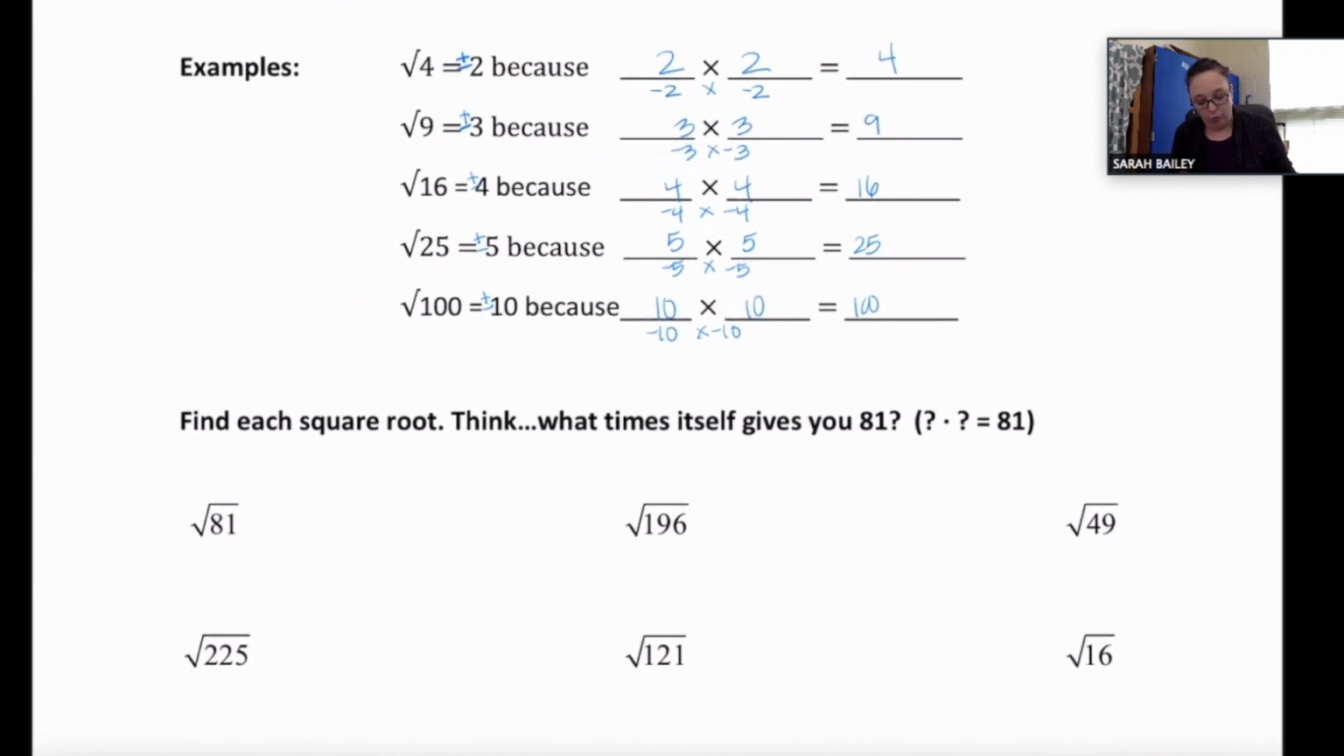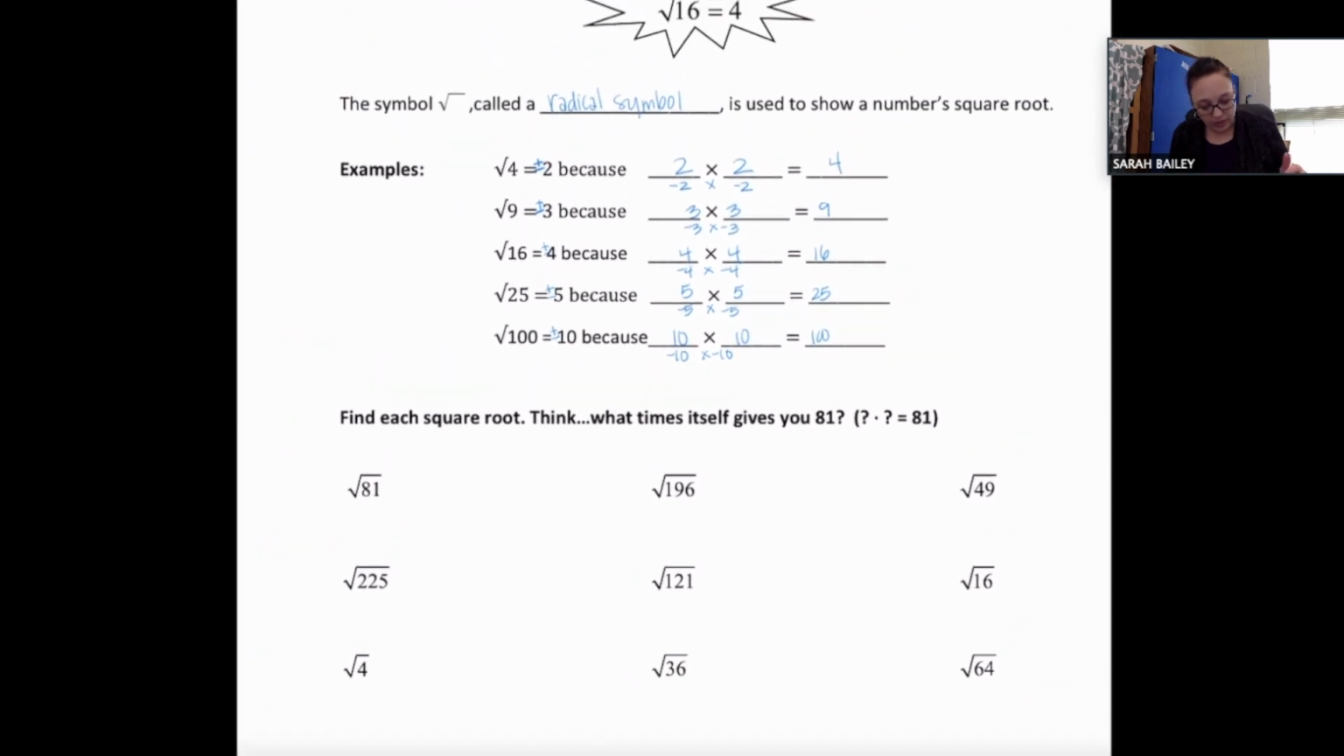All right, so what I want you to do right now is I want you to do this bottom section. So I'm just going to circle right there. Complete these problems. This is to find each square root. In other words, what number times itself gives you 81. That's the first one, okay? And I want the positive and negative square roots of each number. So pause the video and do that now.